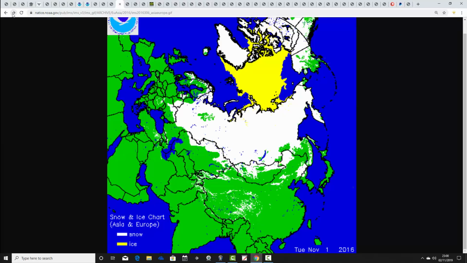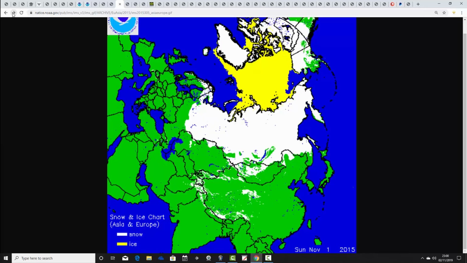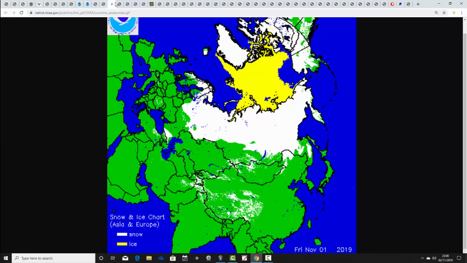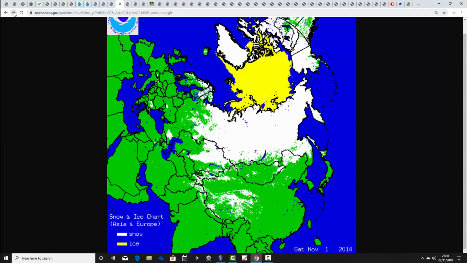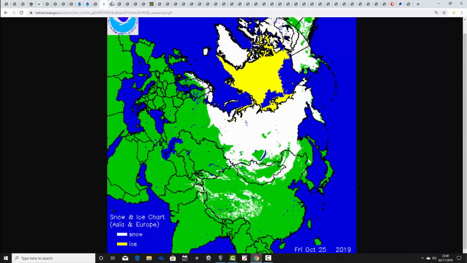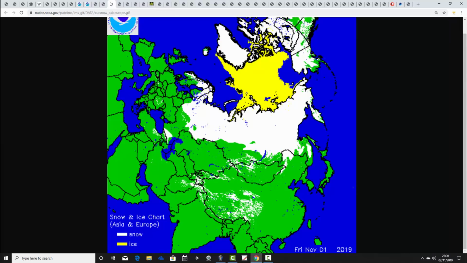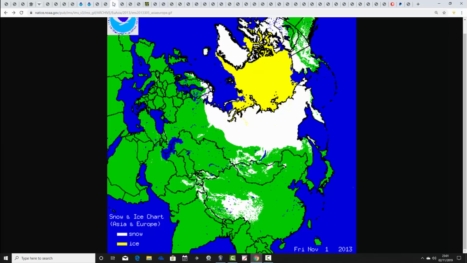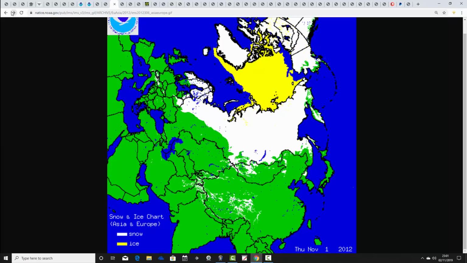That is 2016. At this point in 2016, the snow cover pushed into Eastern Europe, so we're behind 2016. That's 2015. I think we're a little bit ahead of 2015 for both Scandinavian and also for Russian snow cover. That's 2014, we're ahead of that for both Scandinavian and Russian snow cover. That's 2013, well ahead of 2013 at this point. So this is the 1st of November 2019, we are well ahead of 2013 this year.